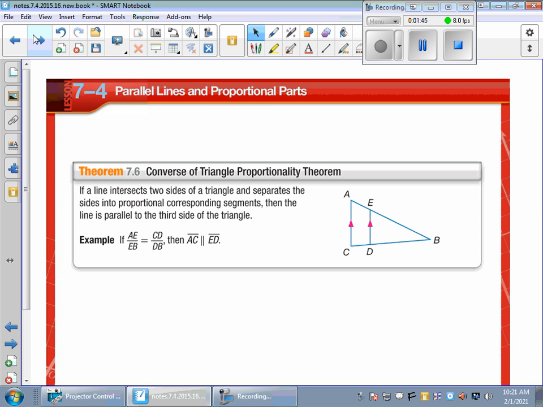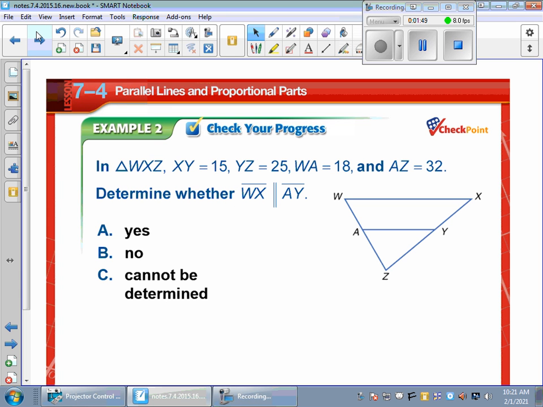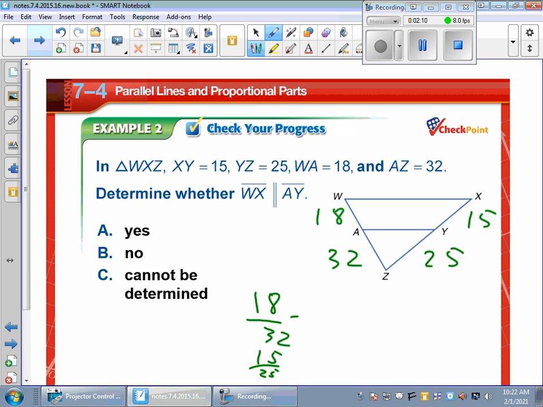Next slide here, converse. Same idea we already went through. Now we are going to try a problem to determine whether they are in proportion or not. So XY is 15, YZ is 25, WA is 18, and AZ is 32. So you set up your proportion 18 over 32. Is that in proportion with 15 over 25?